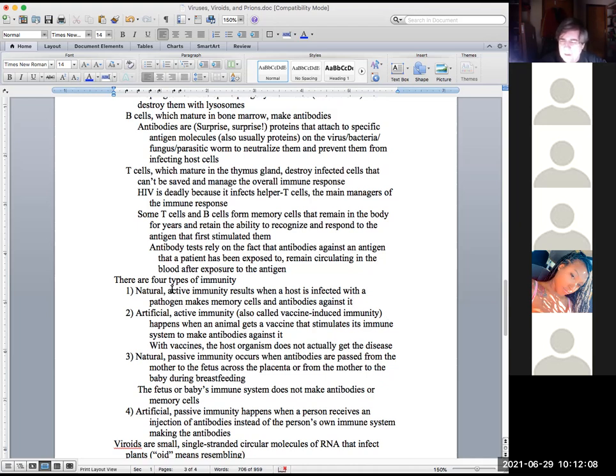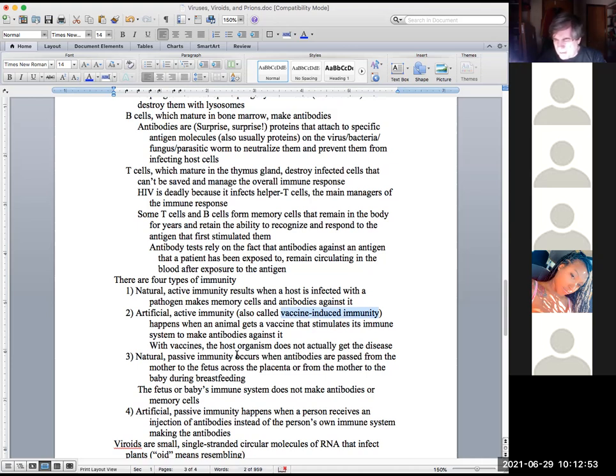So this is natural immunity because you get this naturally. You actually catch a disease. It's active because you make memory cells and antibodies. There's also artificial active immunity, which is sometimes called vaccine-induced immunity. And this is what happens if you get a vaccine. A vaccine sometimes is part of a virus or part of a bacteria cell, or it could be dead cells or dead viruses. And it's something that stimulates your immune system to make antibodies and also memory cells.